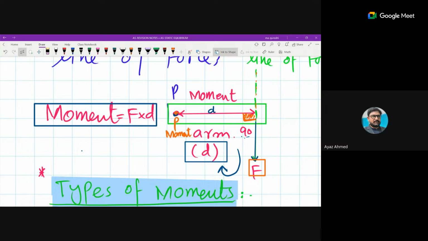So in your moment, or in your static equilibrium topic, you must hunt for the perpendicular distance. What you have to do? You have to find out the perpendicular distance or moment arm. Is this clear to you?